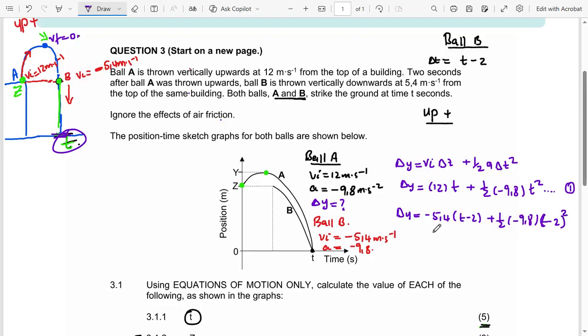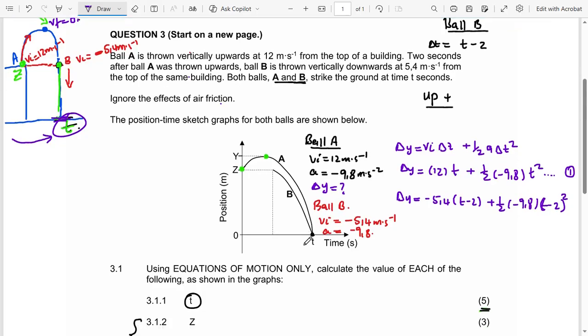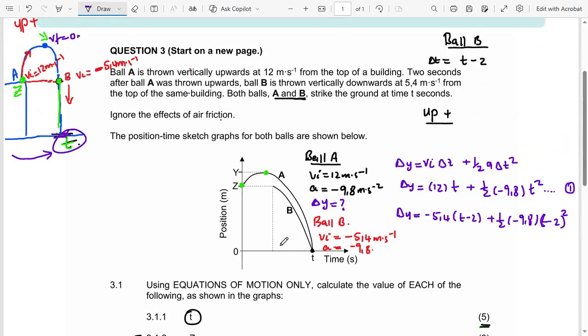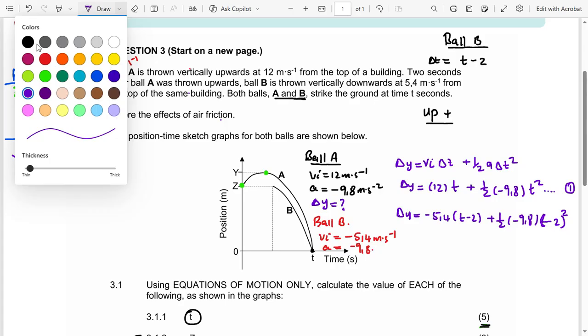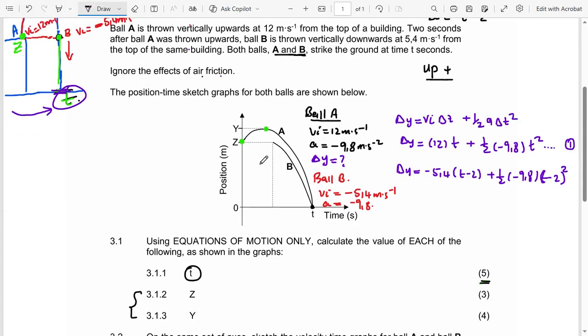So we have two equations now. If you solve for t, the t that you get is the time it will take both of these balls to hit the ground. As you can see, guys, we don't have much space, but I'm just going to take the two equations and equate them on this side, then I'll try to work on them.